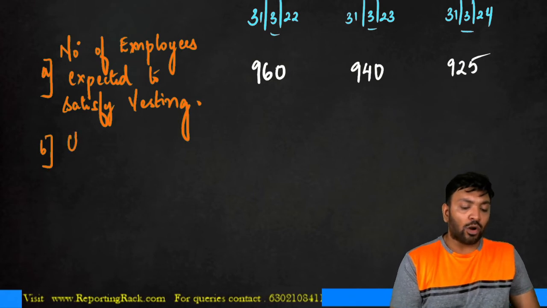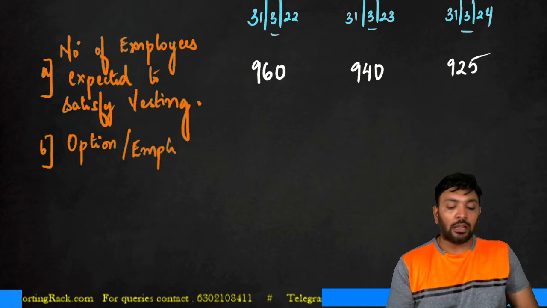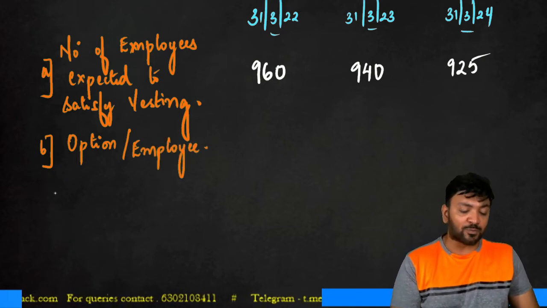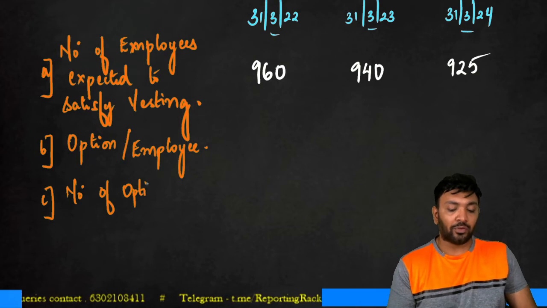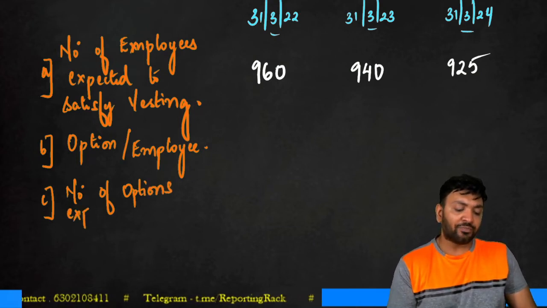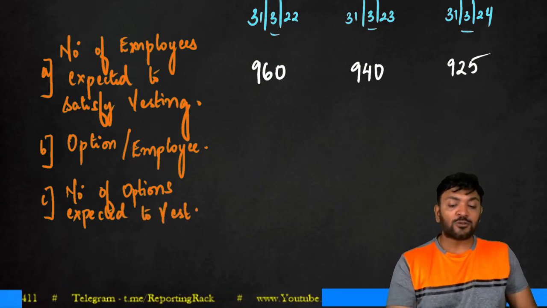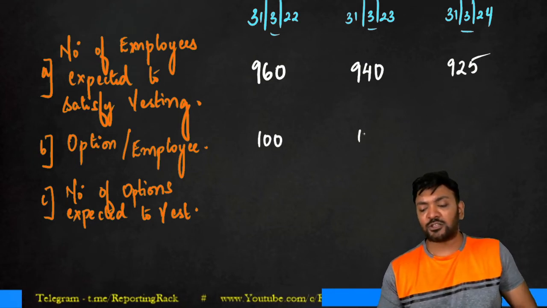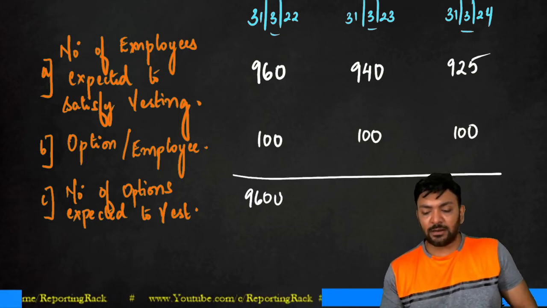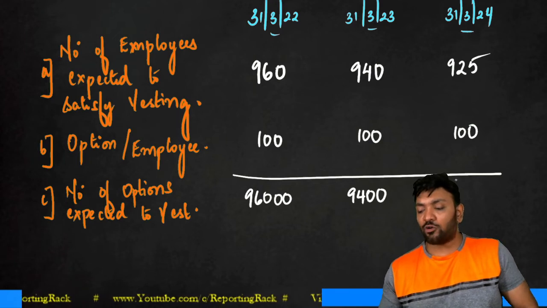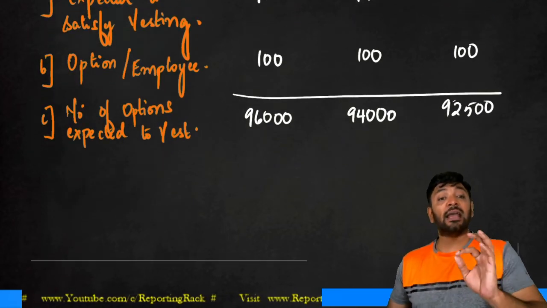Part B. What is the number of options per employee? If I multiply the number of employees with options per employee, I will get number of options expected to vest. Options per employee, I've already given you at the beginning, 100 options per employee. 96,000 options expected to vest, 94,000, 92,500. These are the number of options which I'm expecting to vest.